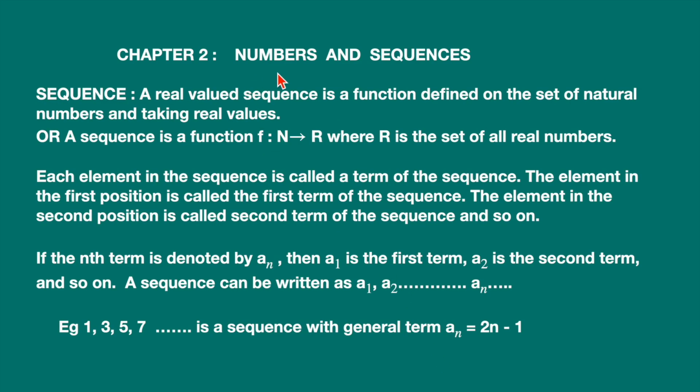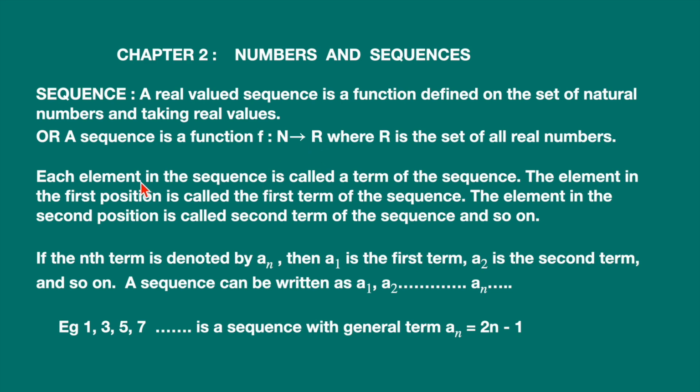Chapter 2, Numbers and Sequences. Today we are going to study the topic sequences. Let us go to the definition of sequence. A real valued sequence is a function defined on a set of natural numbers and taking real values. So, sequence is a function f from N to R. N is the set of natural numbers, R is the set of real numbers.